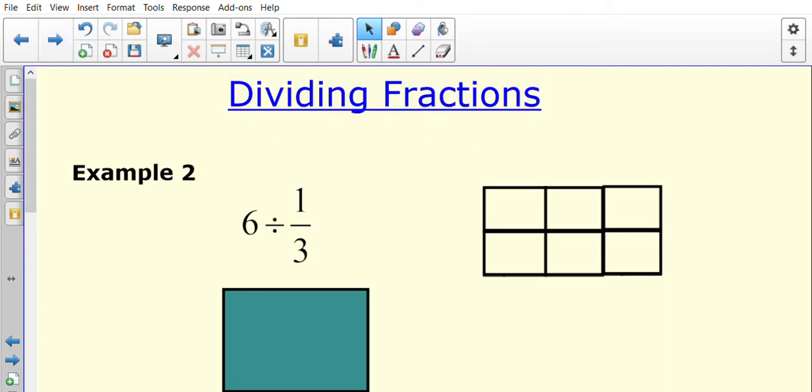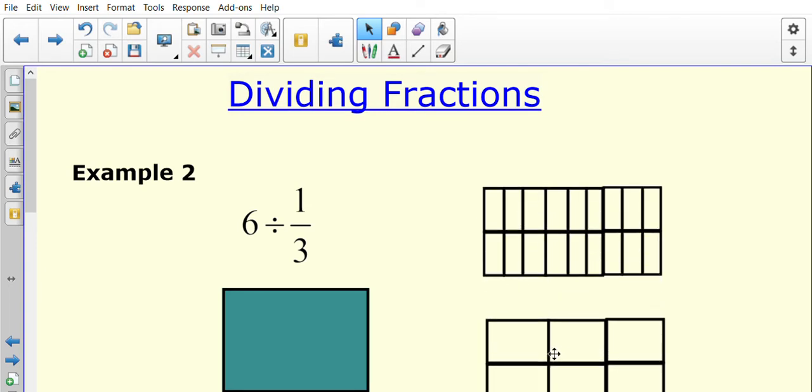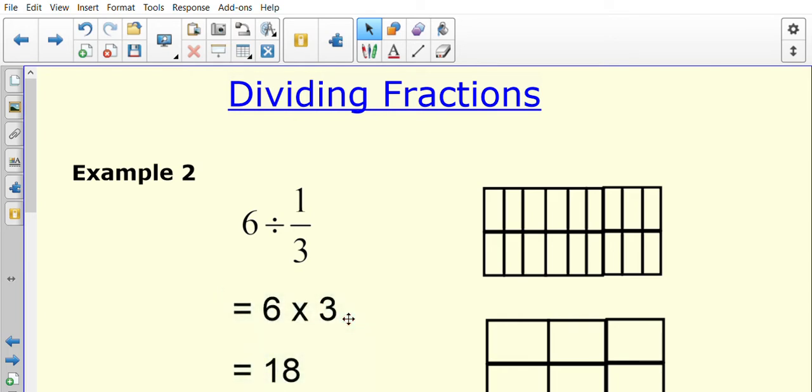If we look at example number 2, 6 divided by a third. So again, if we apply the same principle we did in the last example, where we took each section and split it into 2 because we were dividing by a half, this time if we split each section into 3, then that's what we would have. And this is the same as 6 times 3. 6 times 3 is 18. And if we counted up all these segments over here, you would find we have 18.